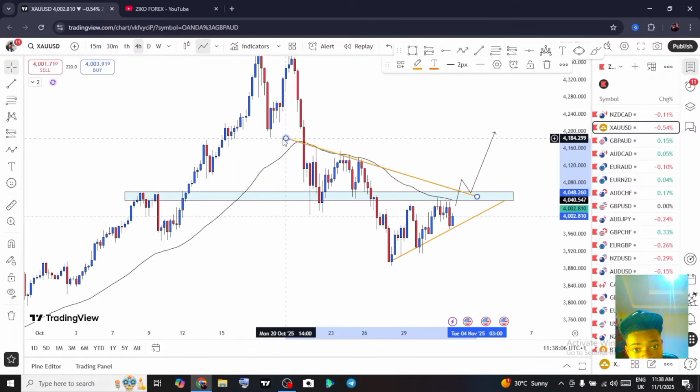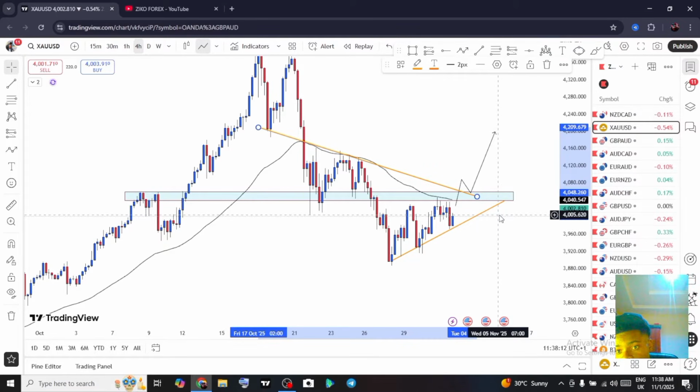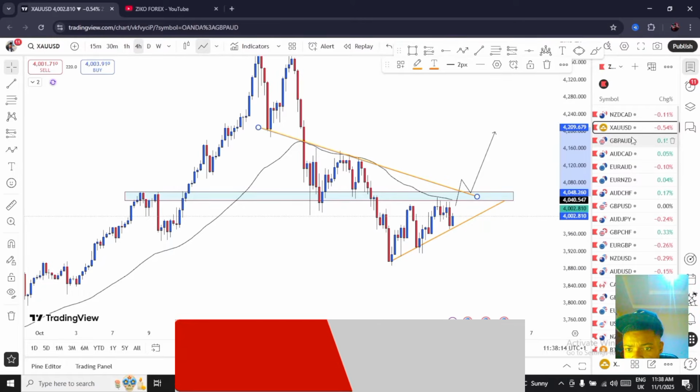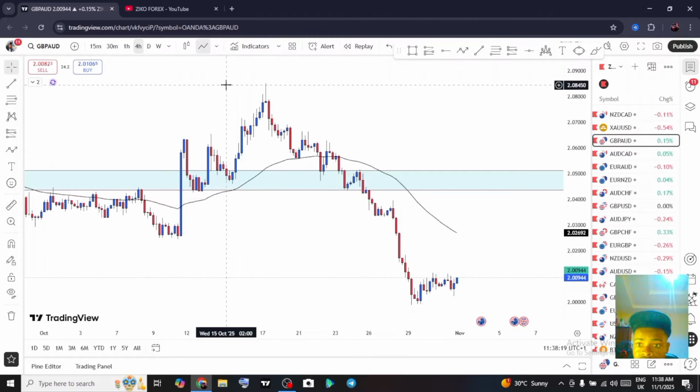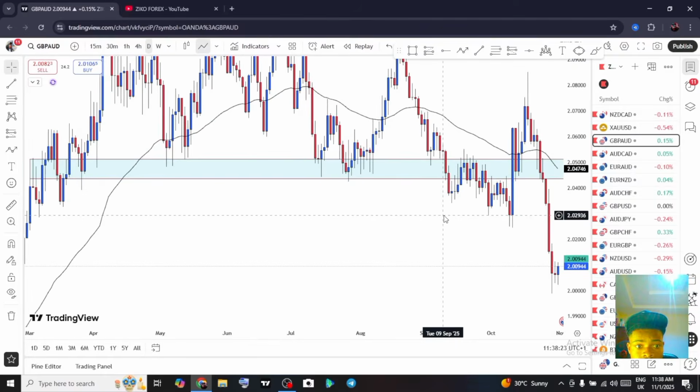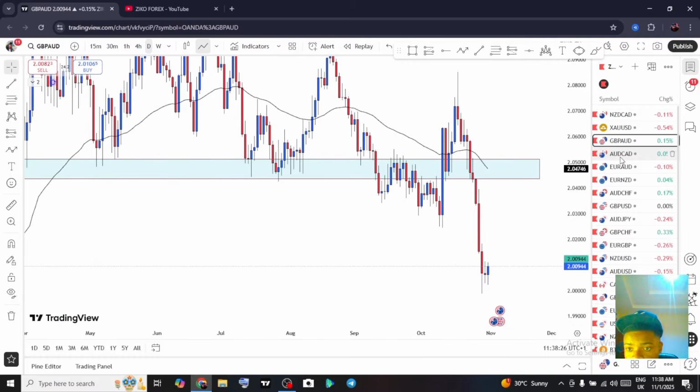If price can have a break and retest, I might be interested in buying this market from around this level right here. So that is that for gold. Let's continue with other pairs. GBP AUD. So GBP AUD. Okay, we have done this one already. AUD CAD.